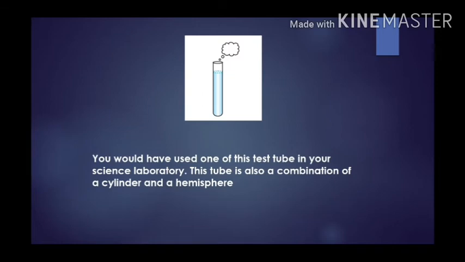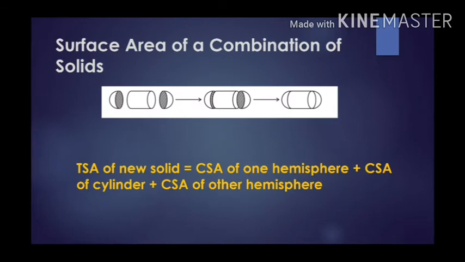Now similarly, you have seen this test tube in your chemistry lab. If you part it from here, you can consider that it is a combination of a cylinder and a hemisphere. This tube is also a combination of cylinder and hemisphere. Now look at here. This figure can be divided into three portions. One is a cylinder, and these two are hemispheres.